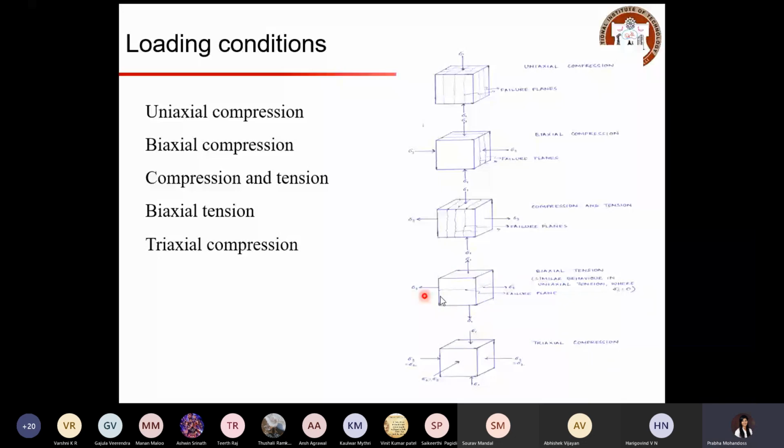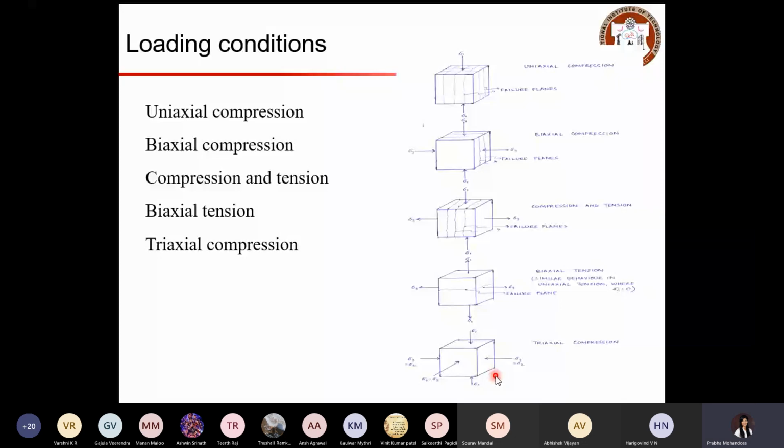And the final one is triaxial compression. This is the case when you have your concrete in submerged conditions. The hydrostatic pressure will be applied in all directions on all the surfaces of your concrete. So from all the sides, the compressive force will be applied. So there will be a triaxial compression state when you have submerged conditions, right?